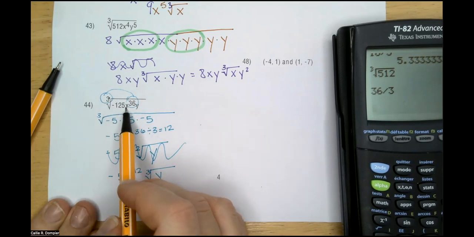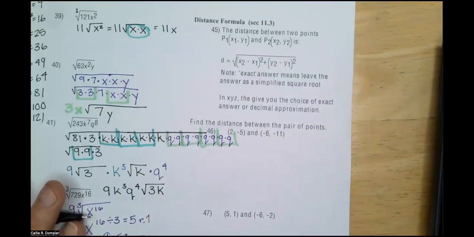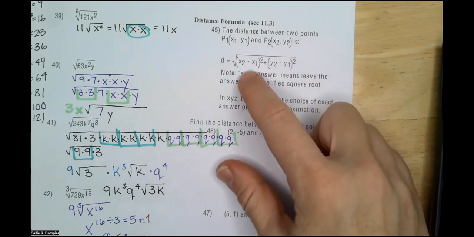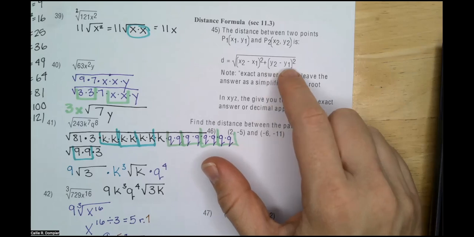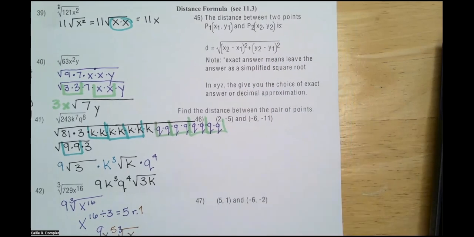-125, I can look at my table, or I can just put it in my calculator. It's -5. Good. All right, the distance formula says that the distance between 2 points, point 1 and point 2, is the x value of point 2 minus the x value of point 1 squared plus the y value of point 2 minus the y value of point 1 squared, okay? Exact answer means they leave the answer as a simplified square root. Good.